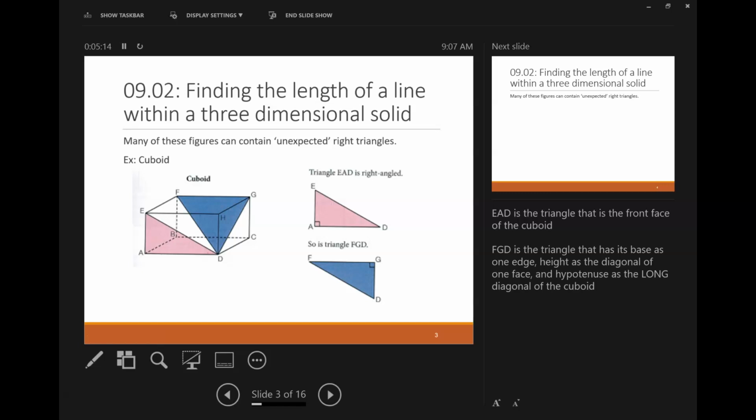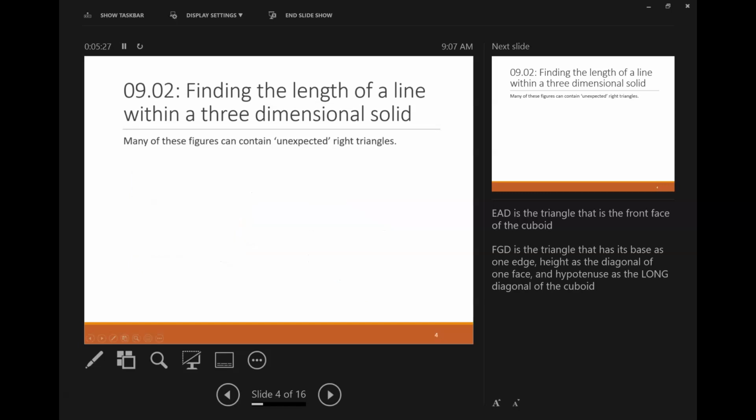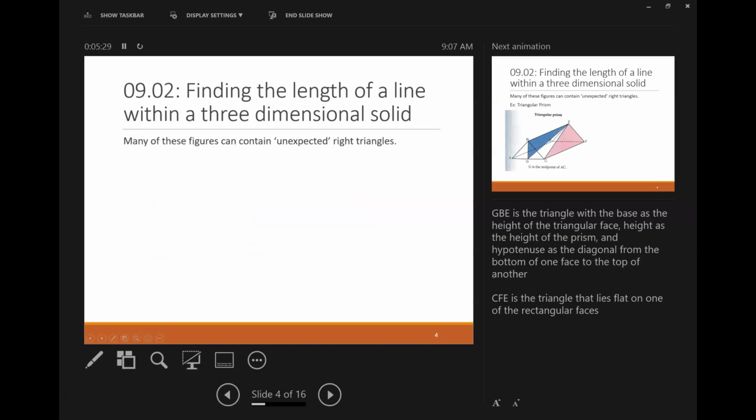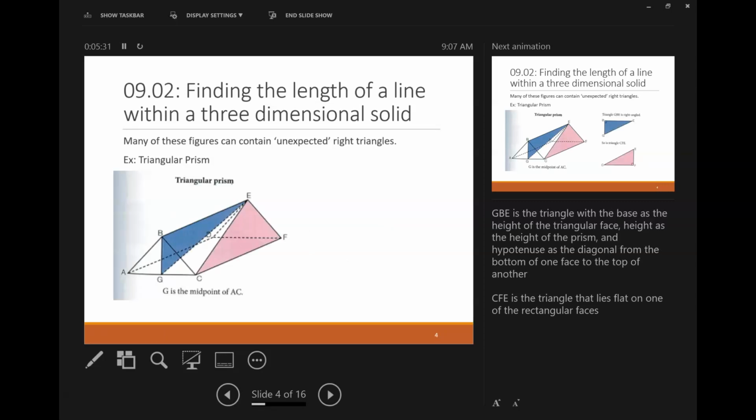And now you can see why I've told you that you probably don't need to try to take notes on this, because this is difficult to do on a sheet of paper, right? Seeing the picture with the colors and the images makes it much easier to see what's going on. So let's look at some other unexpected right triangles.